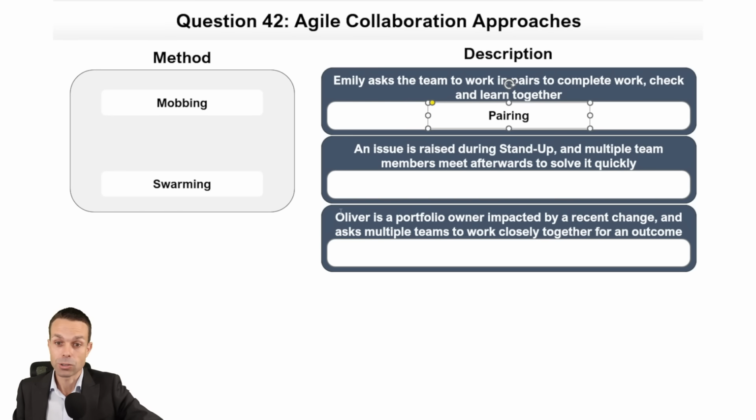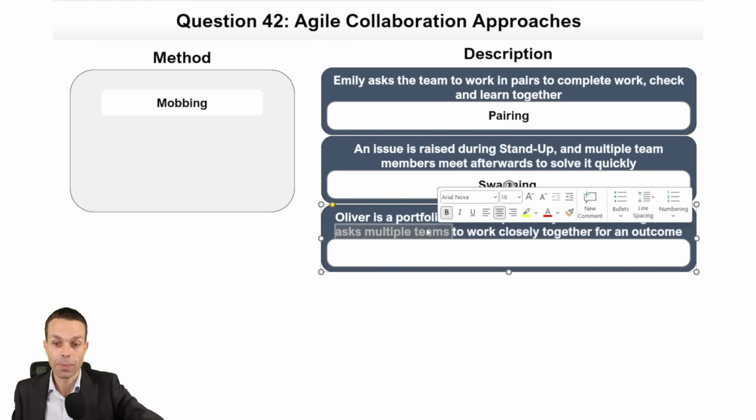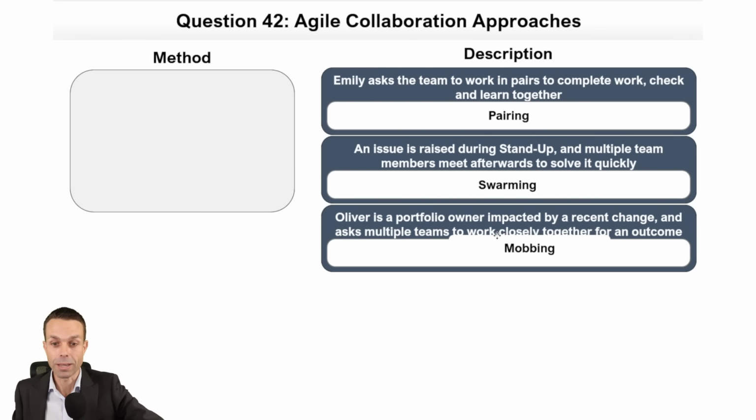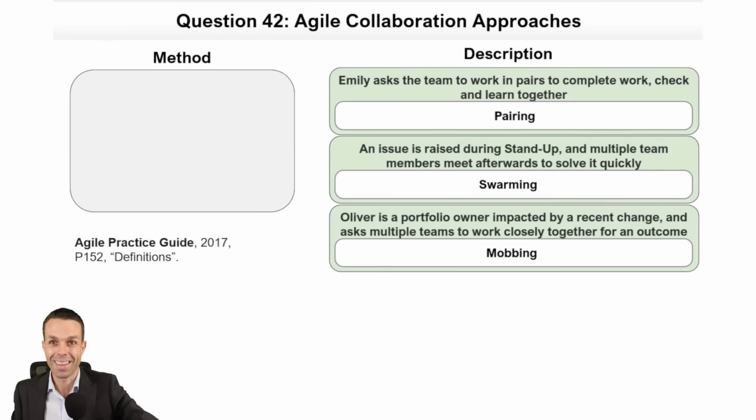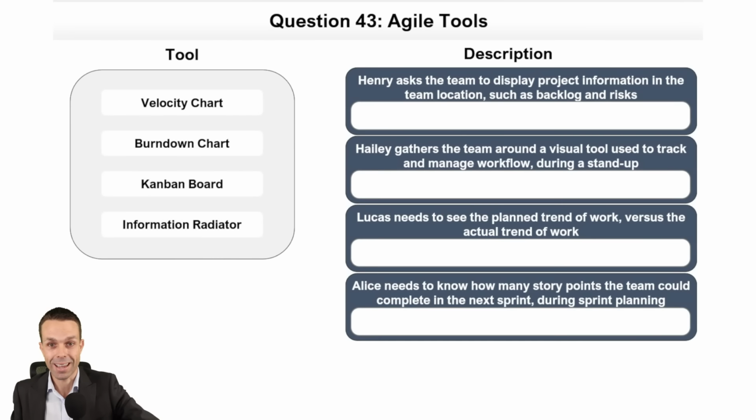An issue is raised during stand-up, and multiple team members meet afterwards to solve it quickly. They are swarming around the issue. So that's what we want to do, try and solve those issues quickly. Oliver is a portfolio owner impacted by a recent change and asks multiple teams to come together for an outcome. They are mobbing. They're creating a mob, and that's all coming together, many, many different teams. Let's have a look at how we did. And that is wonderful stuff. Agile Practice Guide, page 152 under definitions, if you want to check that out for yourself.